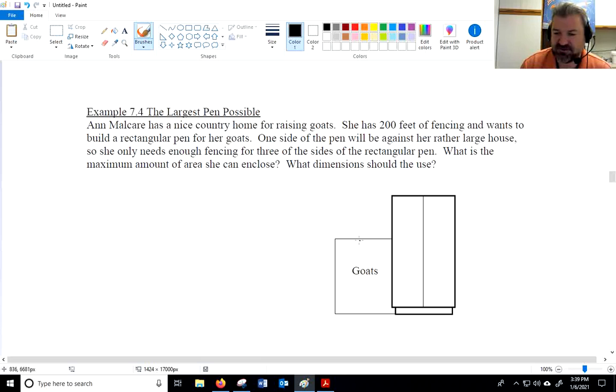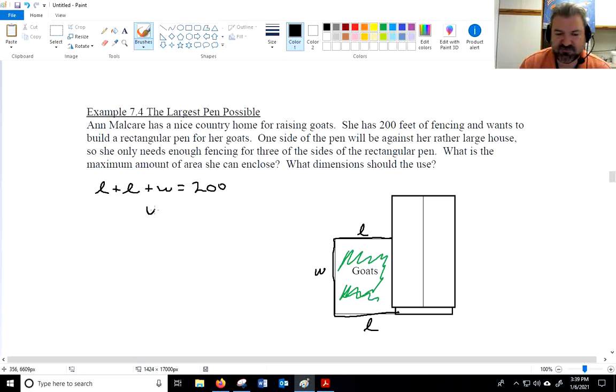So here we go. We're going to put these goats inside this pen here, right? All the goats are going to go in here. But an important issue with this pen is that we're actually only building 3 sides. So I'm going to call this my length, and I'm going to call this my width, and you can see I have another length here. So we have 200 feet of fencing, and we have 2 lengths plus the width has to equal 200. If I solve that for width, I get 200 minus 2L. Hopefully you see how I did that. I combined the 2 L's and then subtracted them over to the other side.